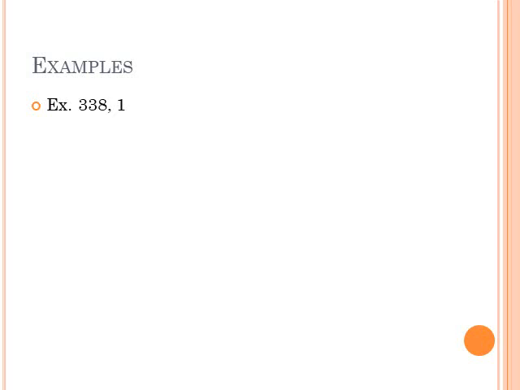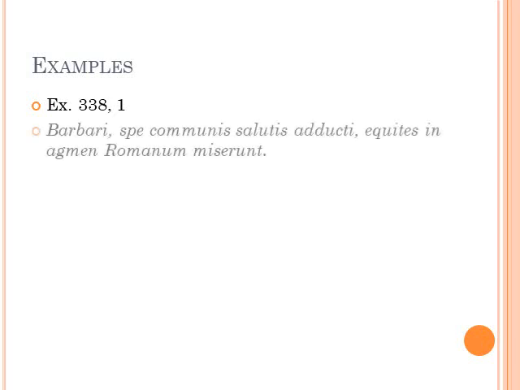So let's look here at exercise 338. This is your homework, not due till Monday. And let's look at number 1. Valere spe communa salutis adducti equites in agmen Romanum miserunt. Okay, so I want you to look at that. I want you to try to identify the verbs or the verbal adjectives, participles.